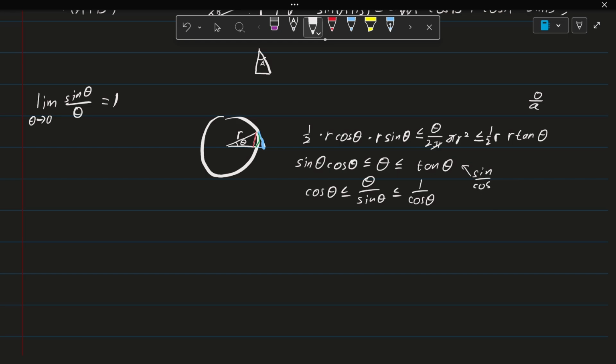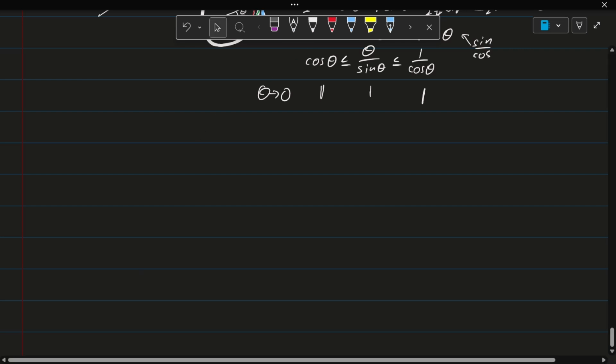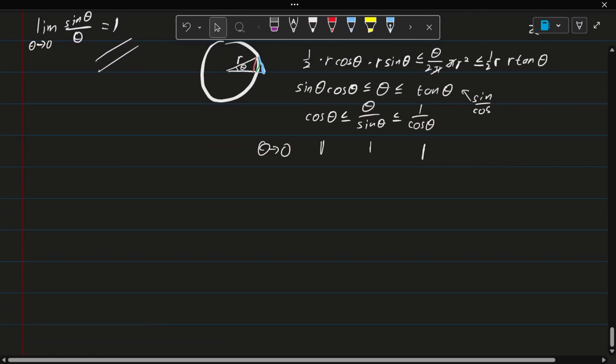So in here, what we observe is that when theta goes to 0, the left side approaches 1 and the right side approaches 1. So by the sandwich theorem, we are able to obtain that the limit of theta over sine theta is 1. And therefore, the limit of sine theta over theta as theta goes to 0 must also be 1. So that's the proof. So we have already found the limit of sine theta over theta, which is pretty close to 1.